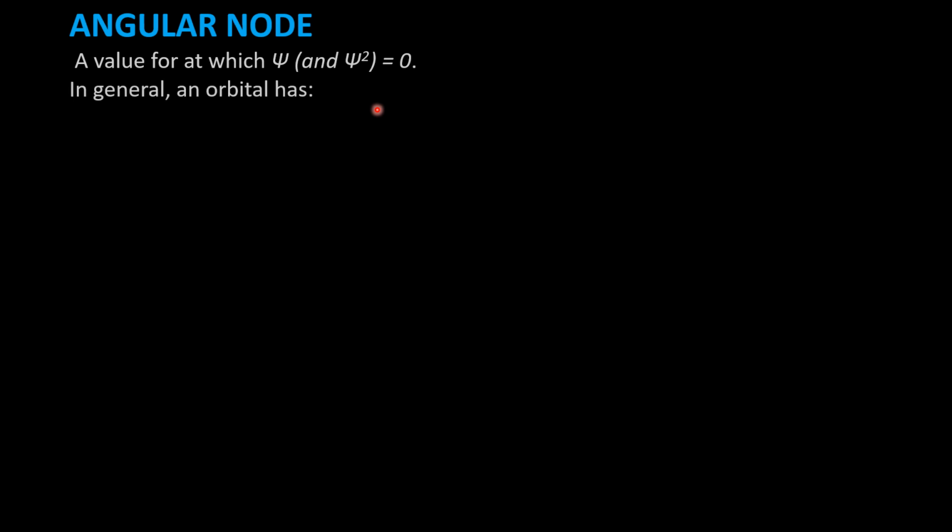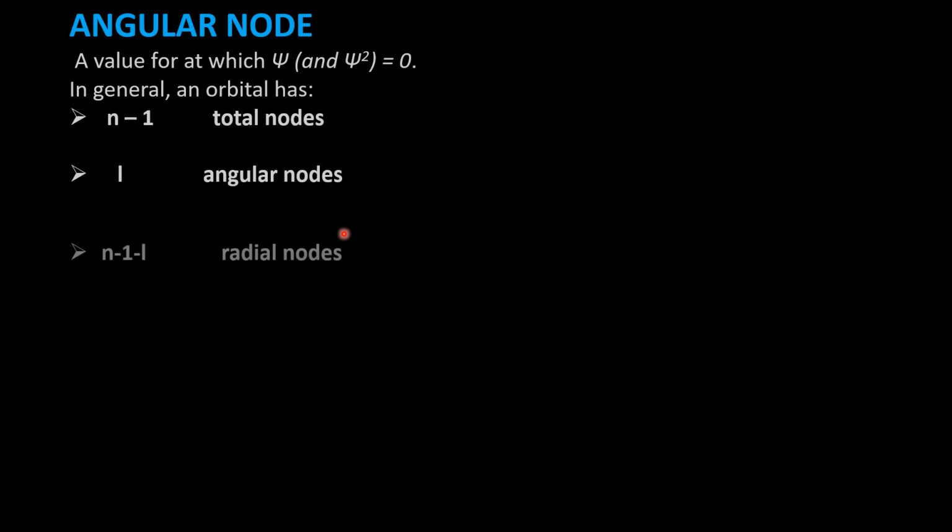So in general, an orbital has n minus 1 total nodes. L represents the angular nodes. And as we have already discussed, radial nodes can be represented by n minus 1 minus L. So we can try different orbitals and define their total nodes, angular nodes and radial nodes.